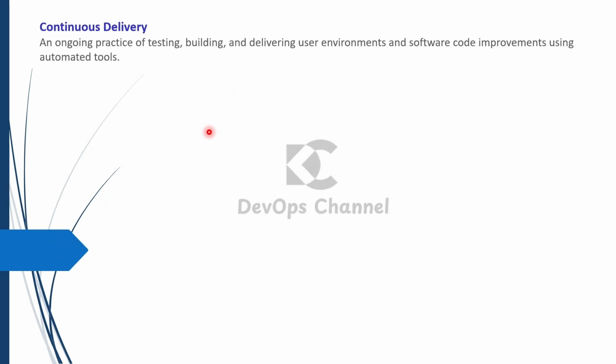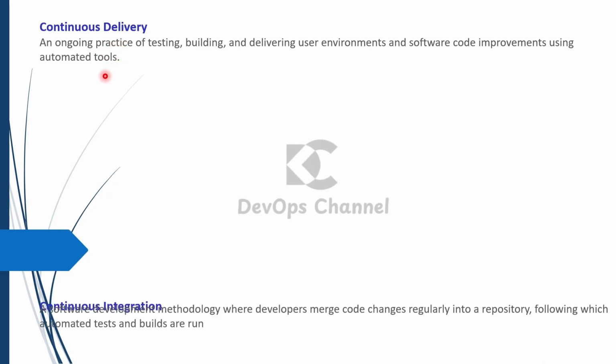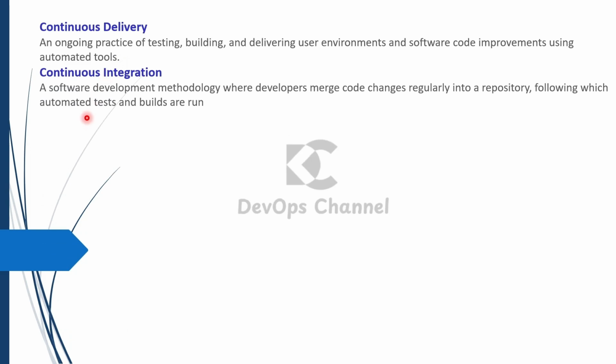Continuous delivery, we have also discussed it. So it's an ongoing DevOps practice of testing, building, and delivering user environment and software code improvements using automated tools. Okay. And what is the difference between delivery and deployment? Deployment is an automated process, meaning while deploying the software it's auto approved, but in delivery a manual intervention is required. Okay. Continuous integration, so a software development methodology where developers merge code changes regularly into a single repository, following which automated tests and builds are run. Okay.